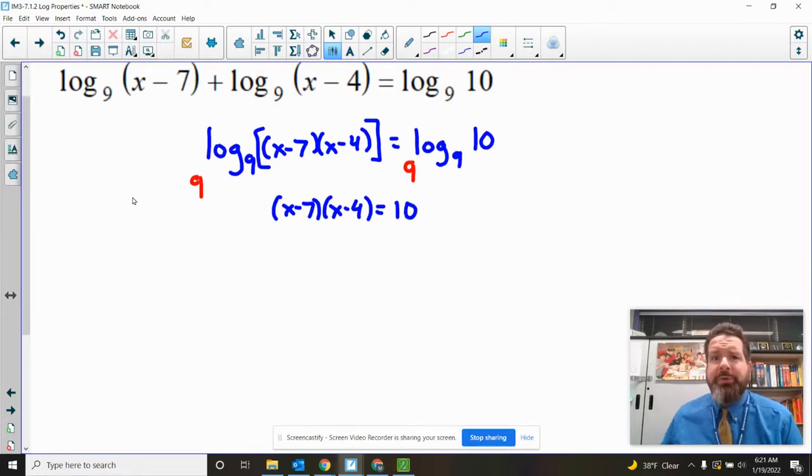From here, I'd like you to do a quick pause. Solve this quadratic equation. Unpause when you are ready to check yourself. So we need to get everything on one side with a 0 on the other. Easiest way to do that, let's first FOIL. So x squared.